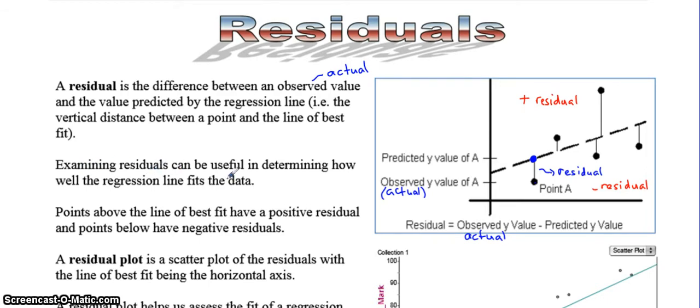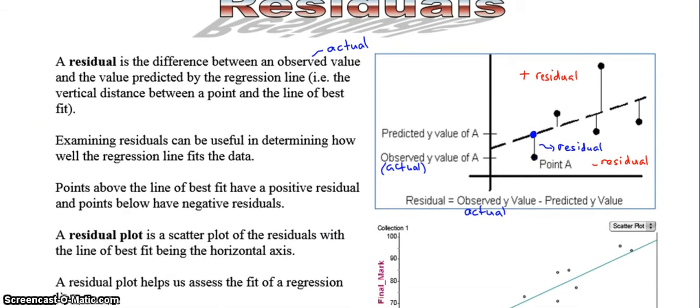Examining residuals can be useful in determining how well a regression line fits the data. Points above the line of best fit have a positive residual and points below have a negative residual. A residual plot is a scatter plot of the residuals with the line of best fit being the horizontal axis.